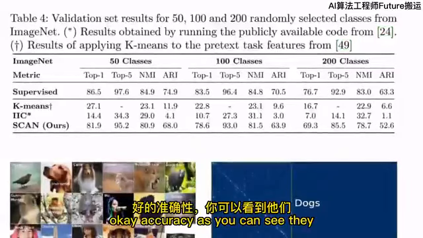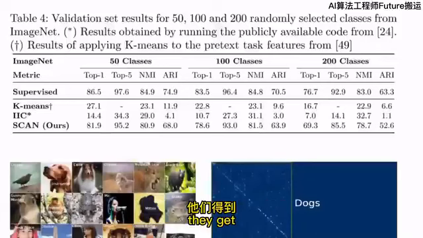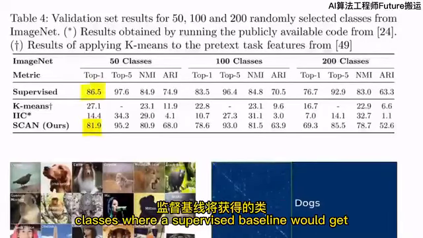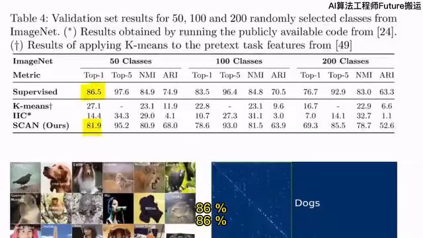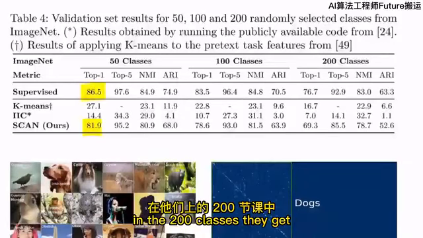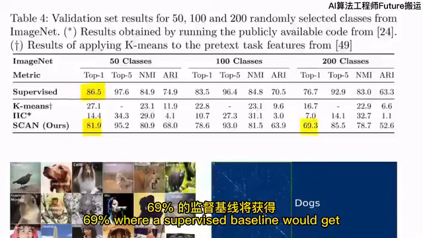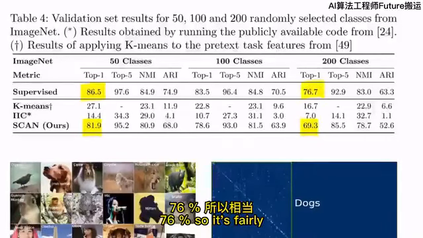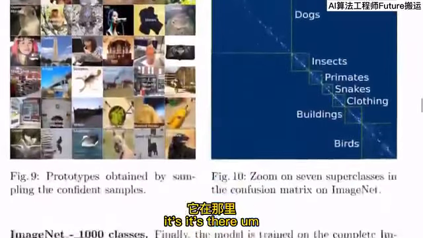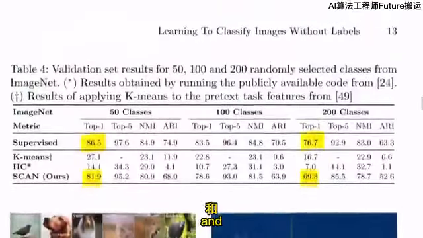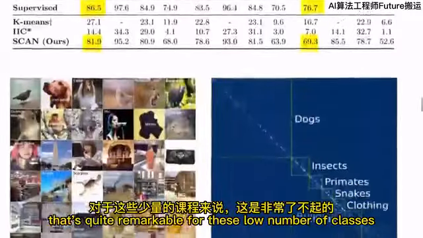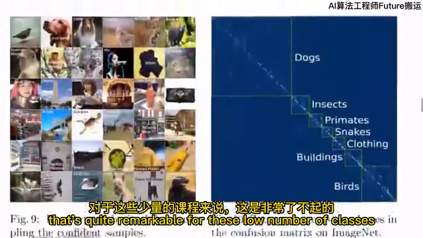As you can see, they get 81% for 50 classes, where a supervised baseline would get 86%. Into 200 classes, they get 69%, where a supervised baseline would get 76%. So it's fairly there, and that's quite remarkable for these low numbers of classes.